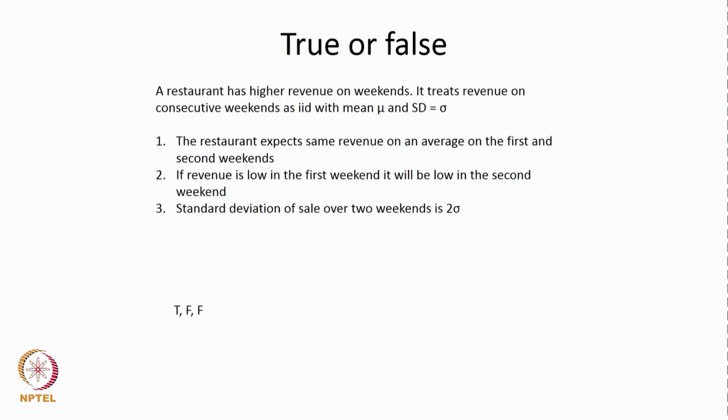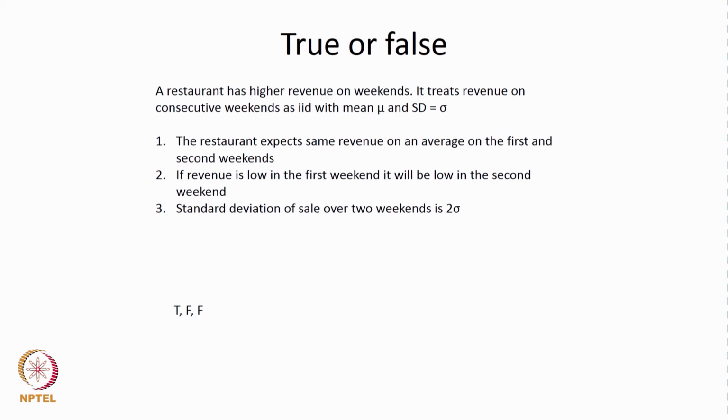Look at some true or false. A restaurant has higher revenue on weekends. It treats the revenue on consecutive weekends as IID with mean mu and standard deviation sigma. So, we will just check. The restaurant expects the same revenue on average on the first and second weekends. Yes, because they are IID, independent and identically distributed, you can expect the same average.